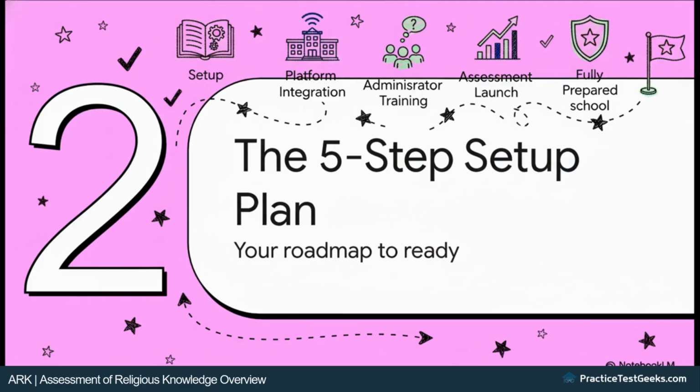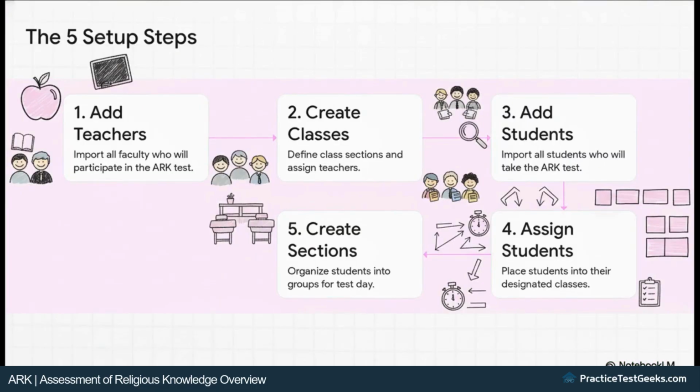This is section 2, the 5-step setup plan. This is your super clear roadmap from a totally blank slate to a fully prepared school. And here are those 5 steps. It's really straightforward. We're going to add teachers, create classes, add students, assign those students to their classes, and then, finally, create the testing sections. We're just going to knock them out one by one.